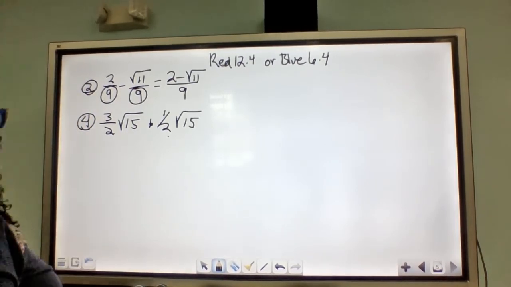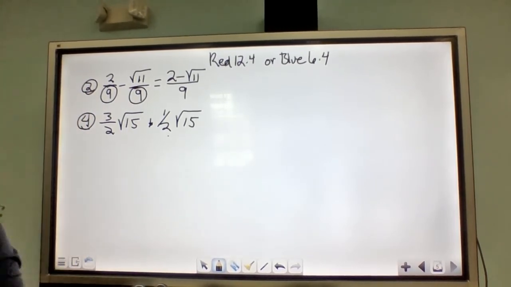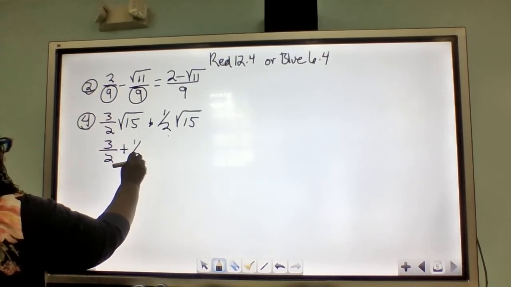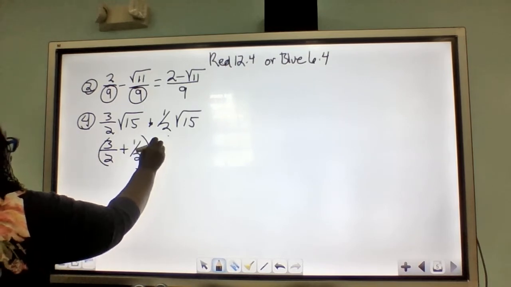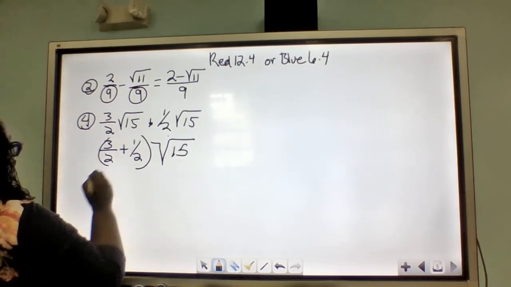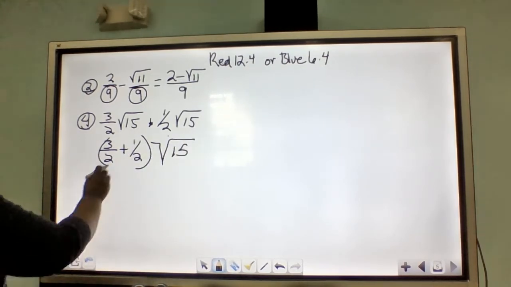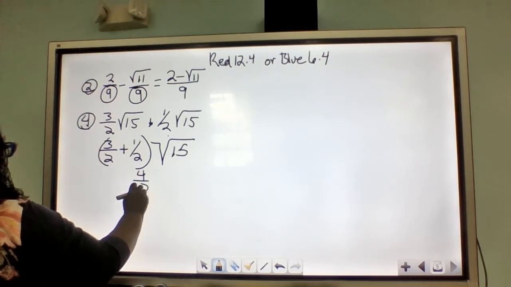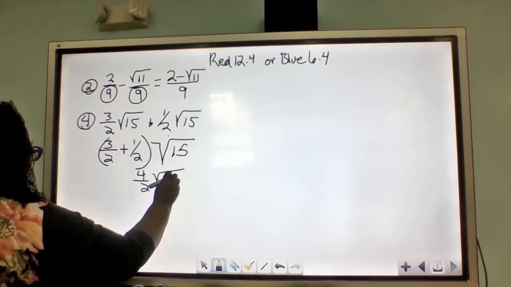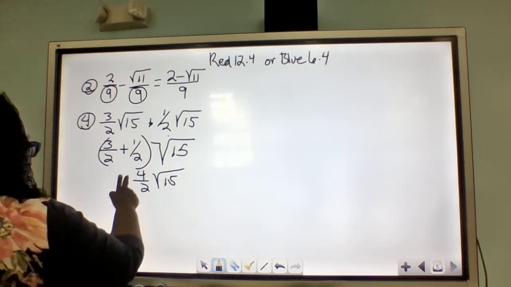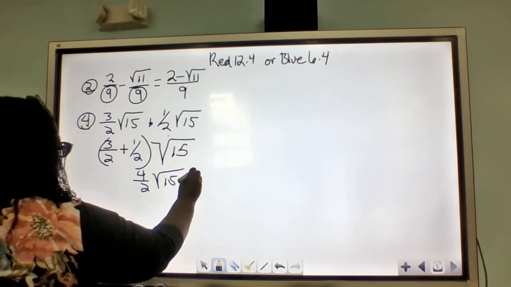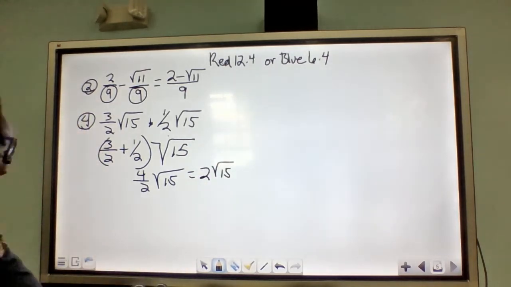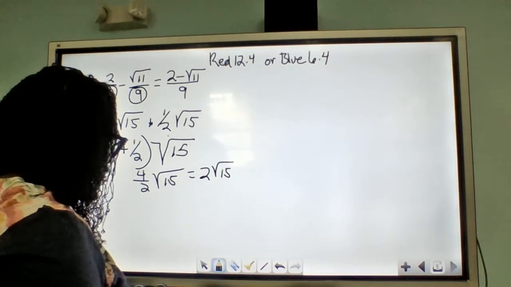So therefore, we can rewrite this so that we have 3/2 plus 1/2, both of which is multiplied by the square root of 15. So these can be combined so that we have 4/2 square root of 15. Simplify 4 divided by 2, we would get 2 square root of 15. And that's how that would be simplified.